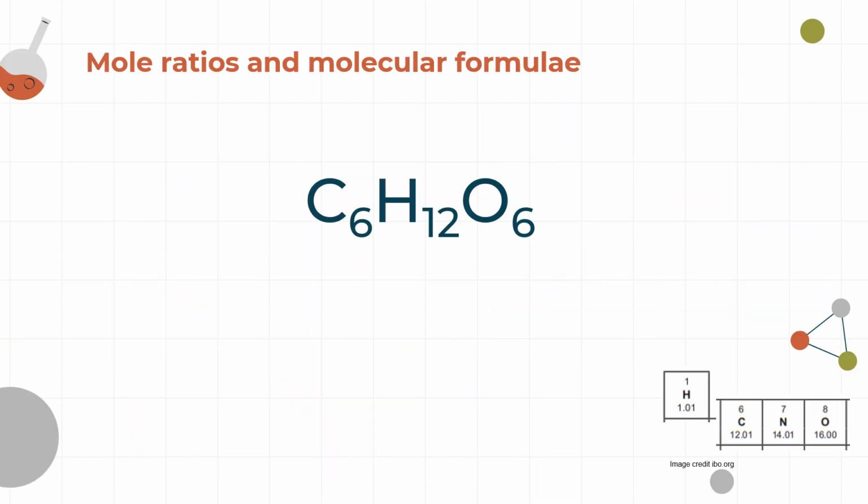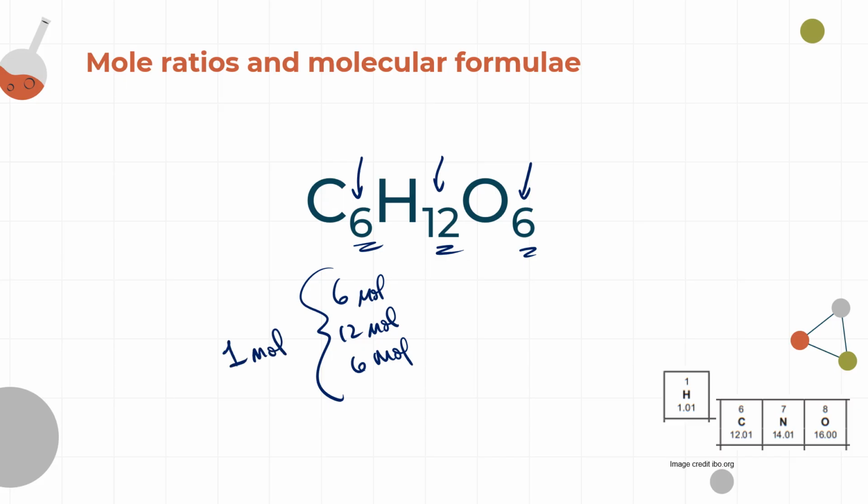What's kind of cool about the molecular formula, as well as the empirical formula, is that these numbers are not just the numbers of atoms of each element in the molecule, but they are also mole ratios of the elements in the compound. So we talked about glucose here. It's got 6 atoms of carbon, 12 atoms of hydrogen, and 6 atoms of oxygen. But I could also say that there are 6 moles of carbon and 12 moles of hydrogen and 6 moles of oxygen combined to make 1 mole of glucose.